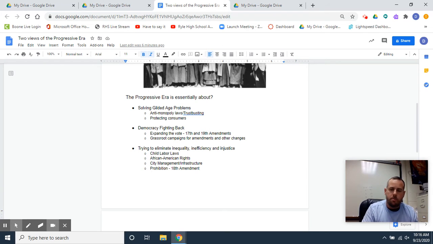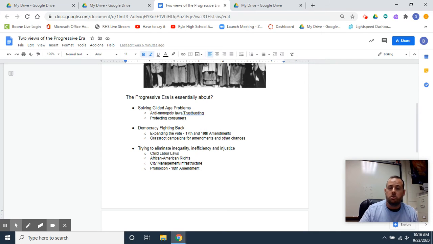So if you remember at the very beginning of our Gilded Age unit, we said capitalism, this kind of every man for themselves, survival of the fittest mindset, was triumphing over the American values of everybody's equal and everybody has a vote and everybody has a say. The progressive era is about democracy fighting back.